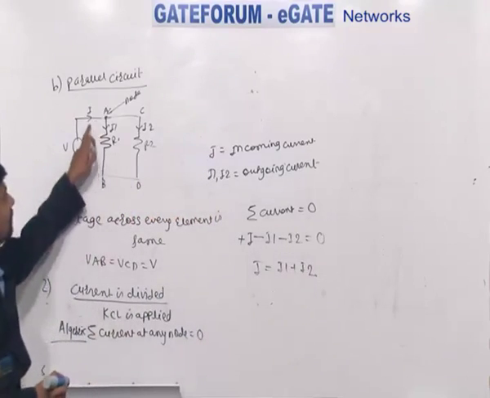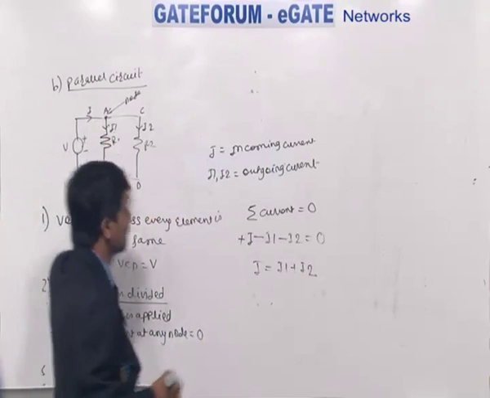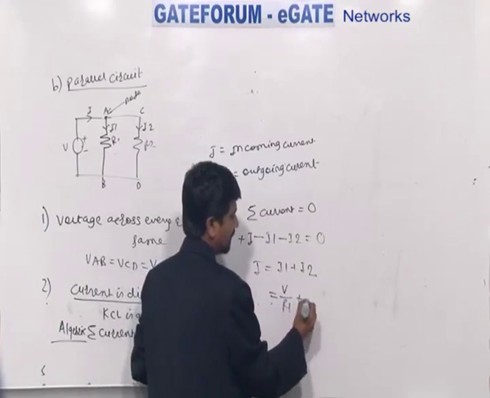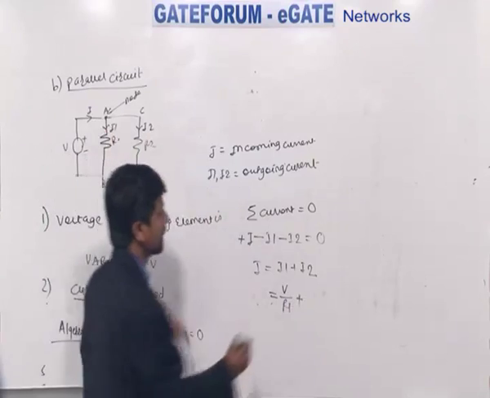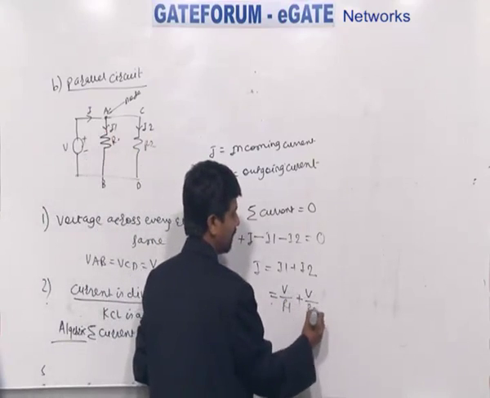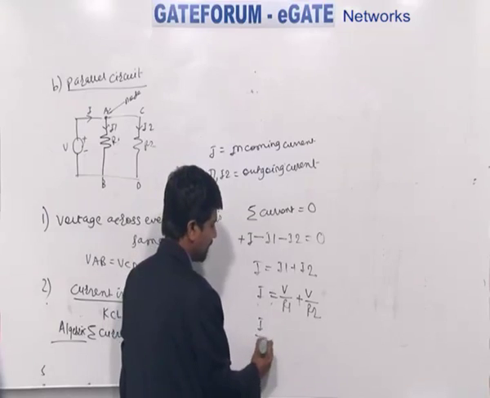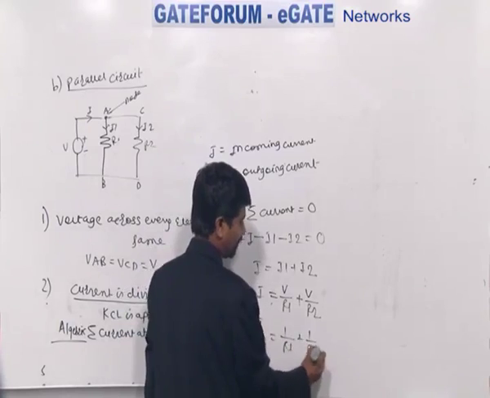What is the value of I now? I want to find out the value of I. I1 is equal to V upon R1, because voltage divided by resistance is the current flowing through this branch. So, I divided by V is equal to 1 upon R1 plus 1 upon R2.